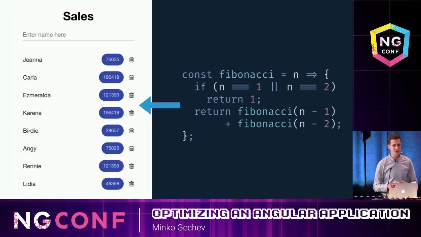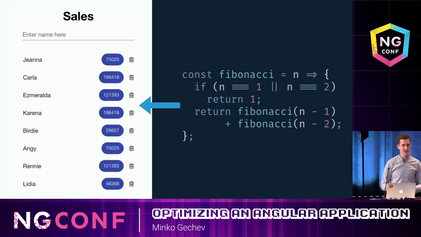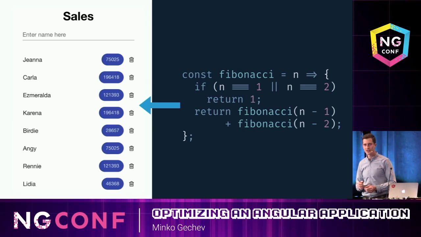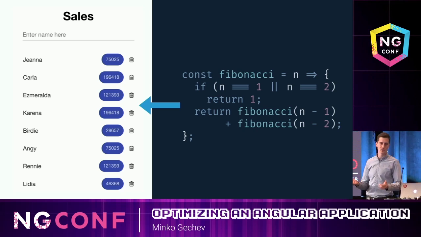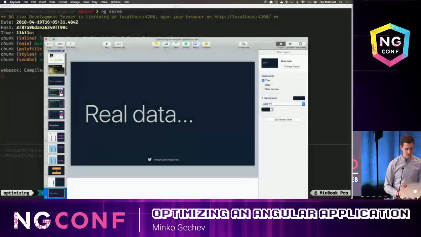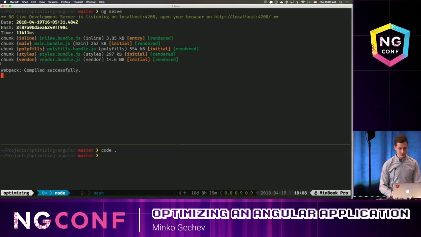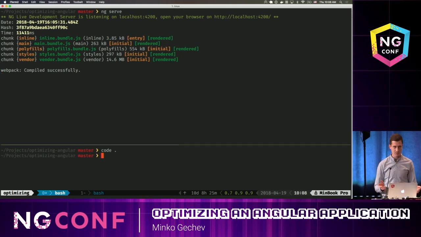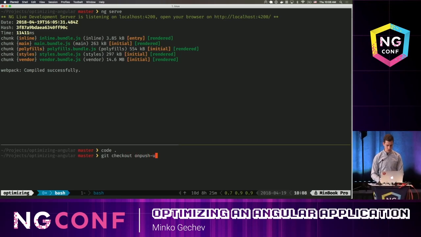So Fibonacci is actually not too far from the real world, because it has very important characteristics that most calculations we would want to apply in our apps have. We're going to stop on this a little bit later. So that was the app. It looks quite simple. But let's add a little bit more data. We can just switch to the branch on push and optimized.